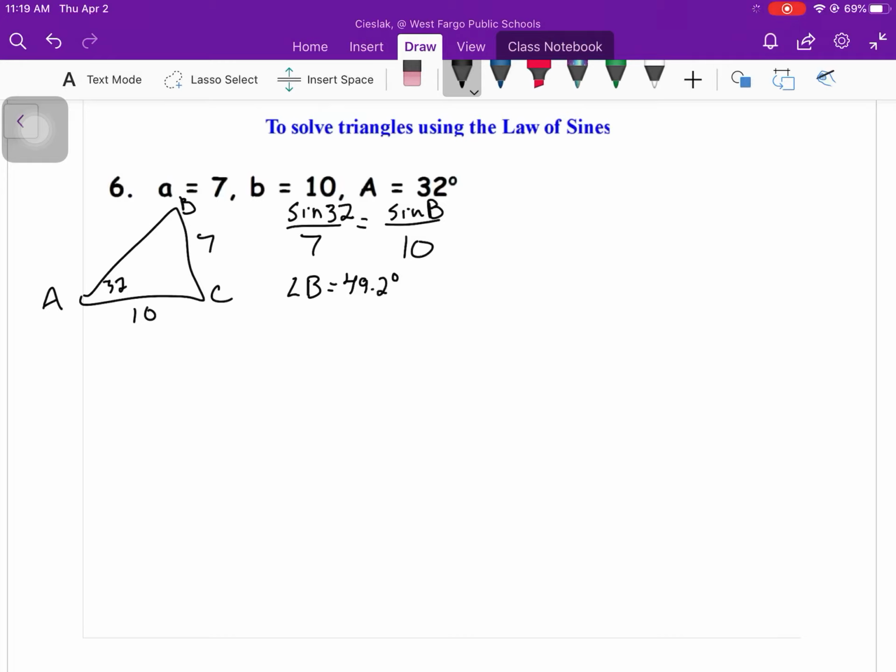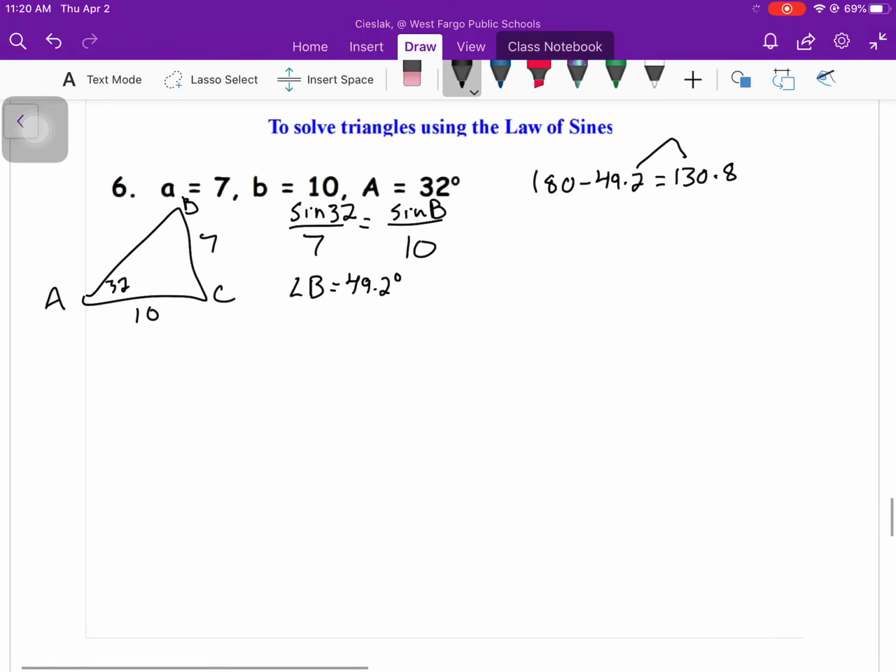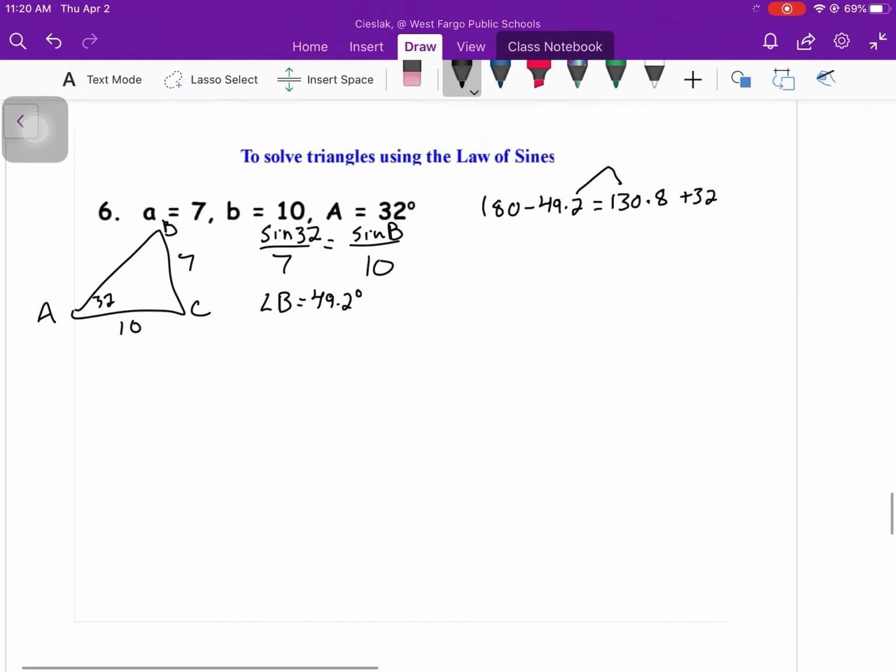Okay, so come off to the side then. We got to check, does a second one possibly exist? So I'm going to go 180 minus 49.2, which is going to give me 130.8. Okay, so these again are my two possibilities. Add on the other angle that I was originally given, which was 32. That is going to be less than 180. So we've got two triangles here.